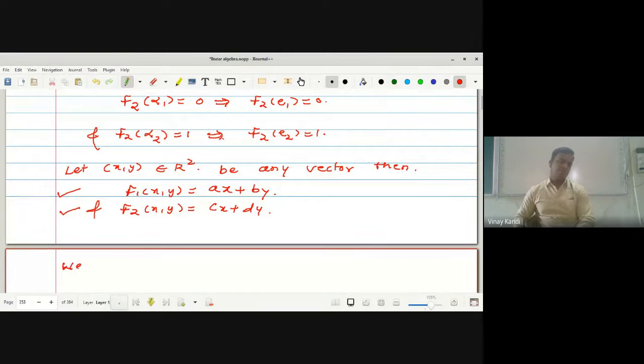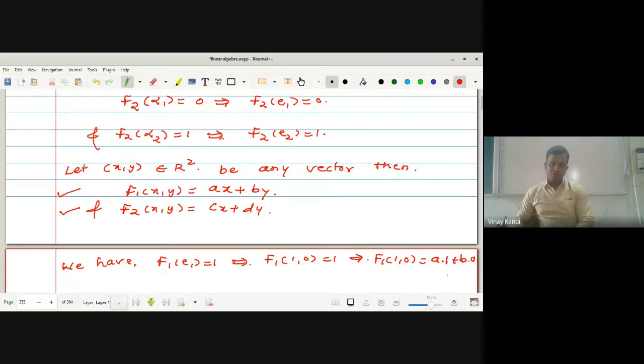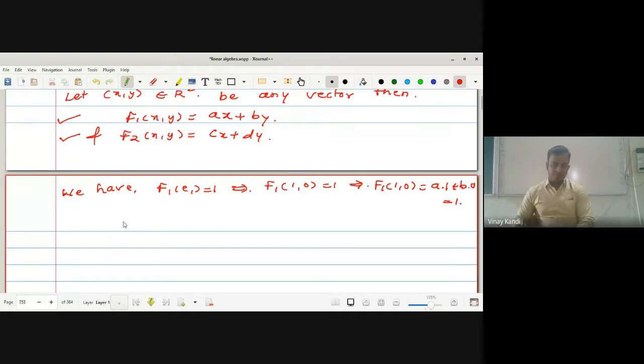Now we have f1 of E1 is equal to 1. Okay, so this implies f1 of (1, 0) is equal to 1. Okay, now put here (1, 0) in f1. So this implies f1 of (1, 0) is equal to a into 1 plus b into 0 is equal to 1. So this implies a is equal to what?